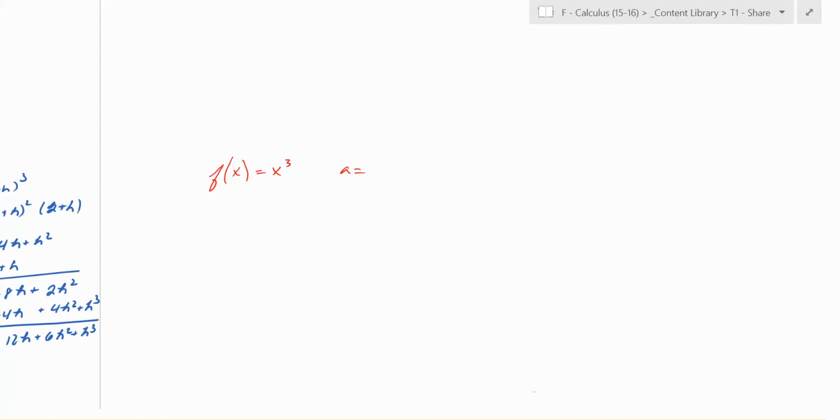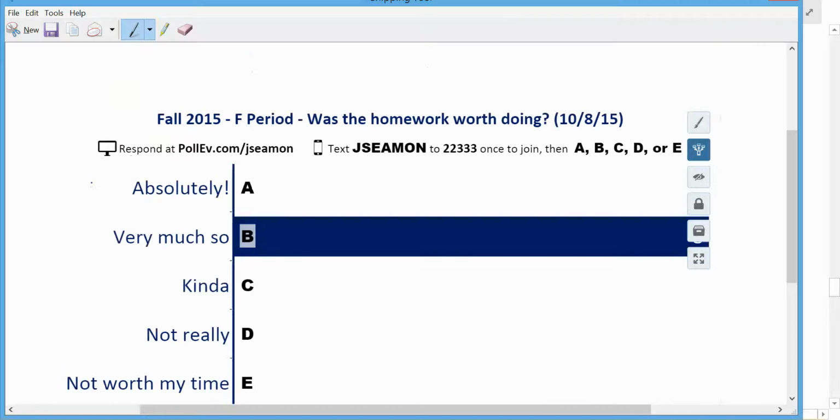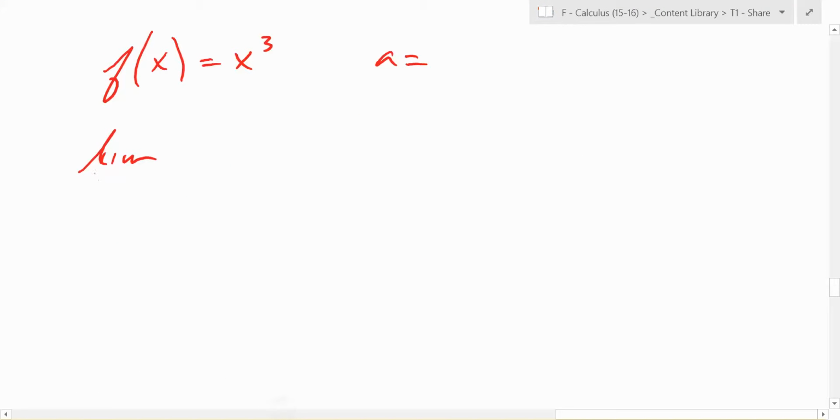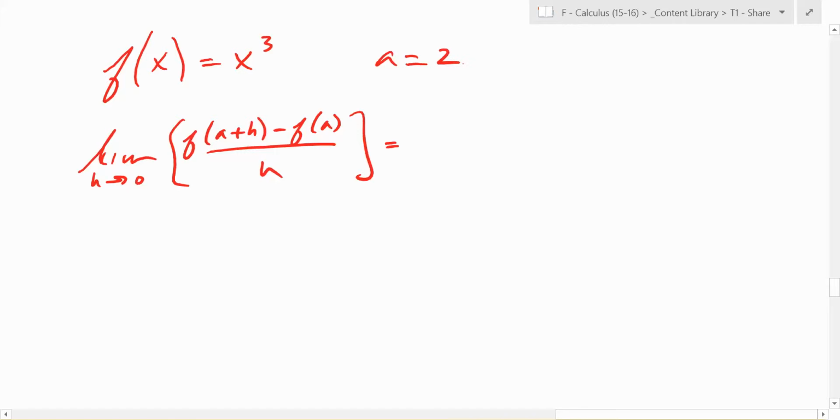Limit definition of derivative. So immediately write down the limit as what goes to 0? As h goes to 0 of f of a plus h minus f of a, all over h. And a is 2 in this case. So what do you have here? The limit as h goes to 0 of f of 2 plus h minus f of 2, all over h.